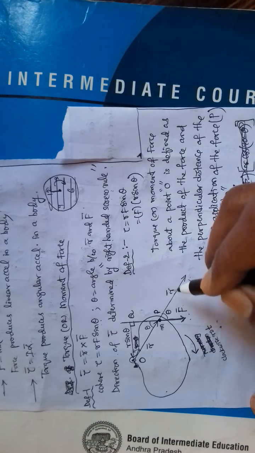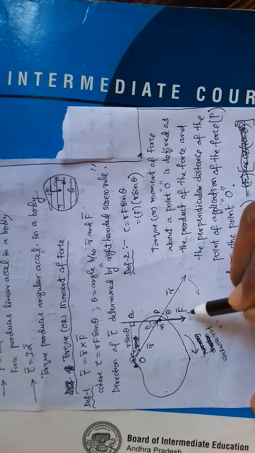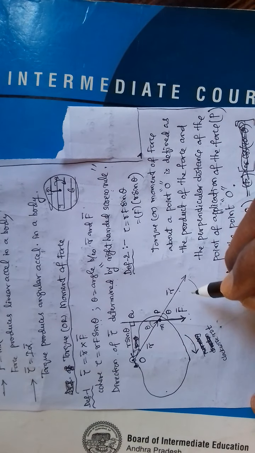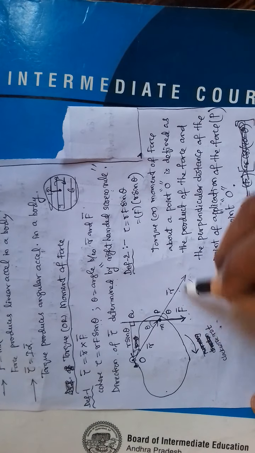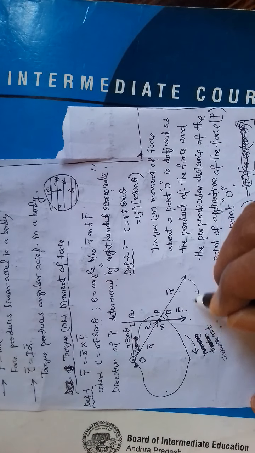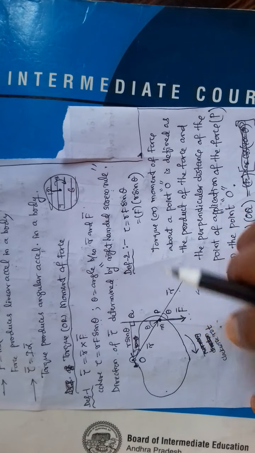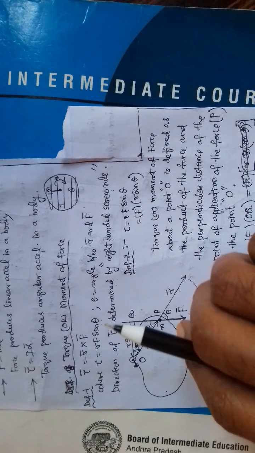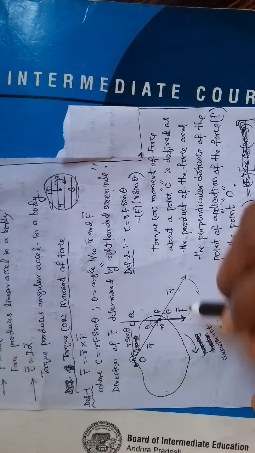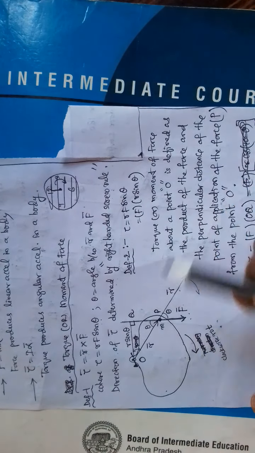Therefore the torque will be perpendicular to the plane formed by R and F, that is the paper plane, and into the paper at 90 degrees. When a screw is moved clockwise, the screw gets into the paper. Just like that, torque is pointed into the paper at 90 degrees. Okay. Now the direction is also mentioned.